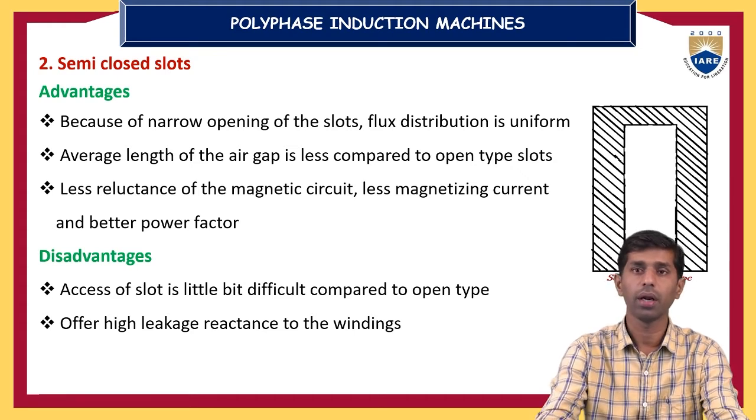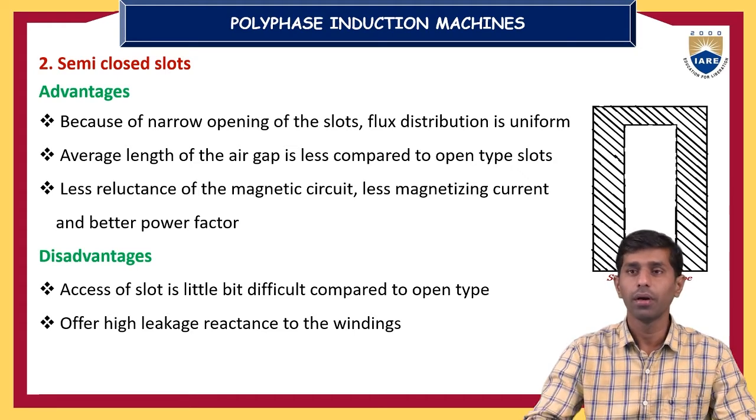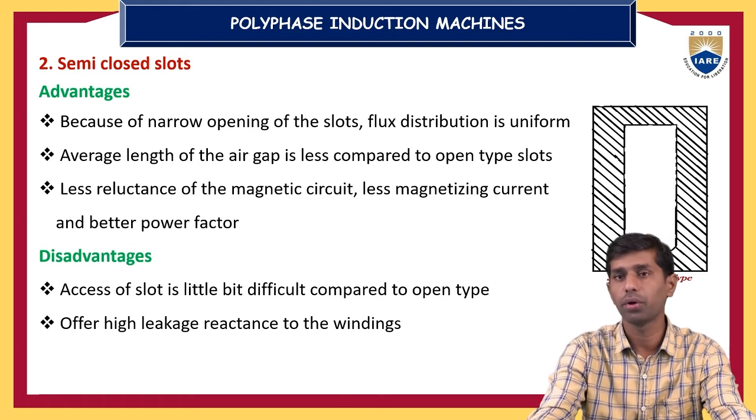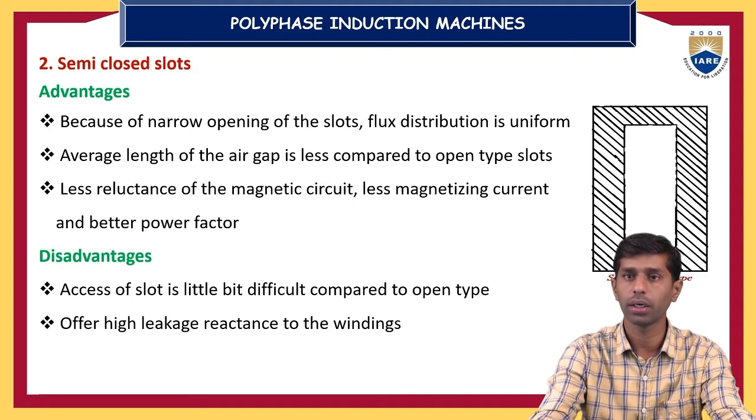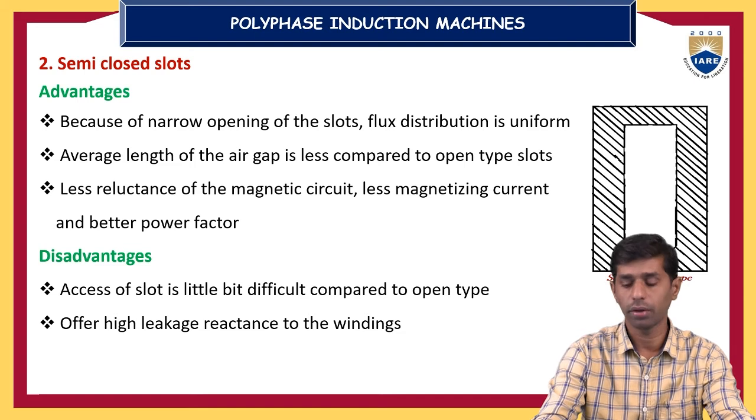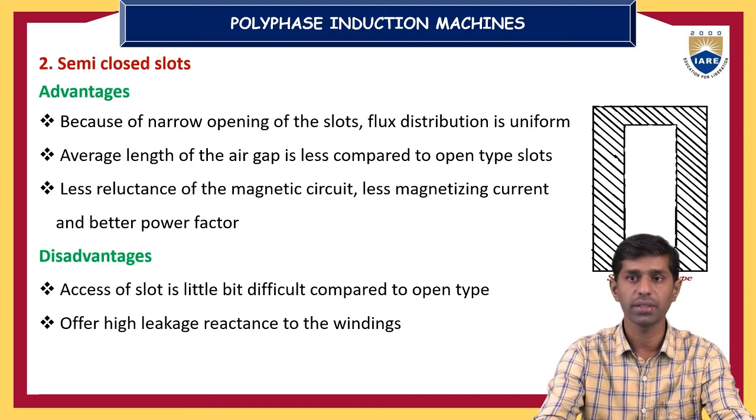Reluctance of the air gap is less compared to the open type slots. So the magnetic leakage is also less. So less magnetizing current is required and a better power factor will come into the picture in the case of the semi-closed slots. Disadvantages of the semi-closed slots: access of the slots is very difficult, and access of the former windings is also very difficult. It offers high leakage reactance to the windings.